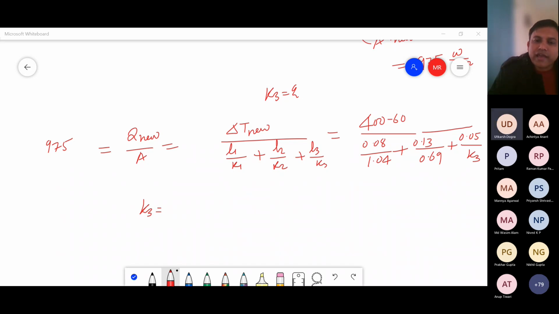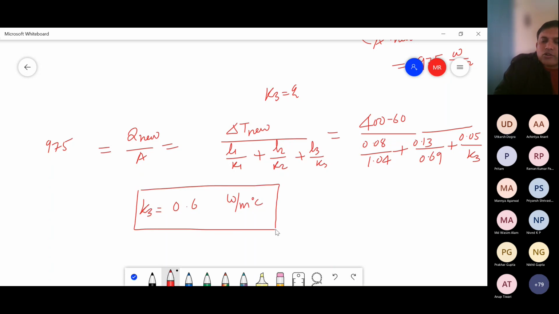So what is the value? Anyone? Sir, it's coming out to be approx 0.6. 0.6, correct. 0.6 watt per meter degree Celsius. This is what is going to be the answer. Is it clear to everyone? Yes, sir. Okay.